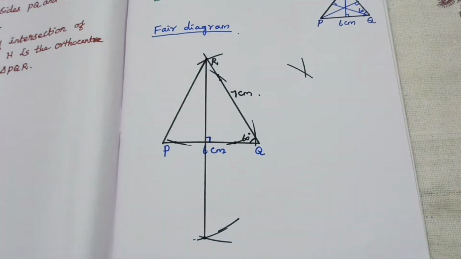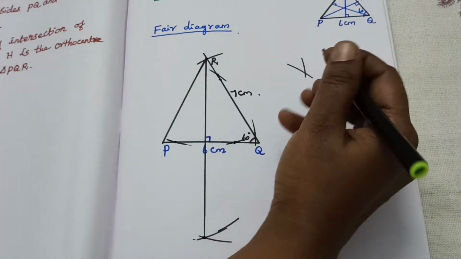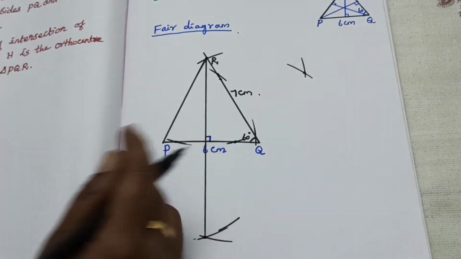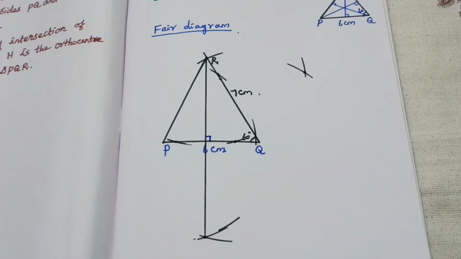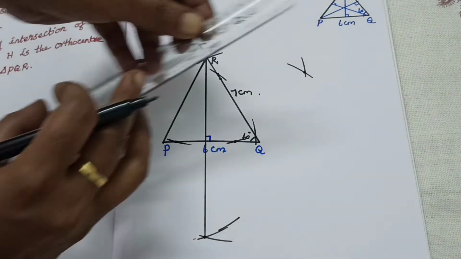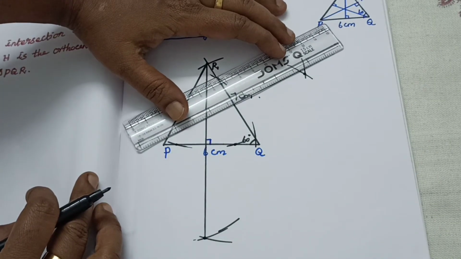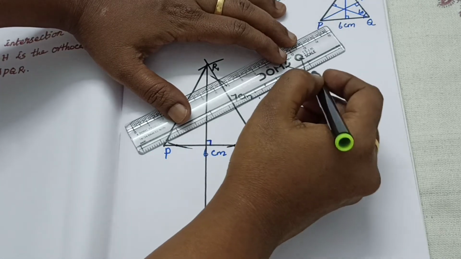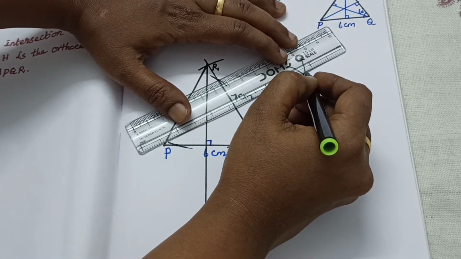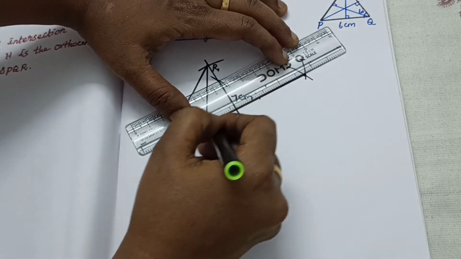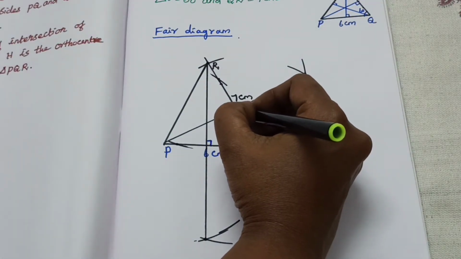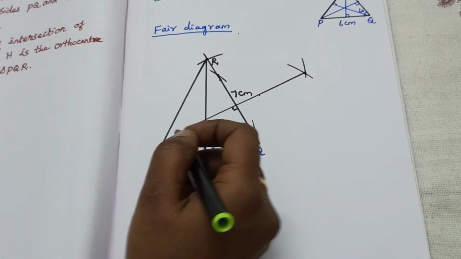Okay. Then here one point we got, isn't it? Then this point and vertex P you have to join. Draw the line. This is the perpendicular line. Okay, clear? Perpendicular line. Here also 90 degree it will come. Okay, this is the altitude.